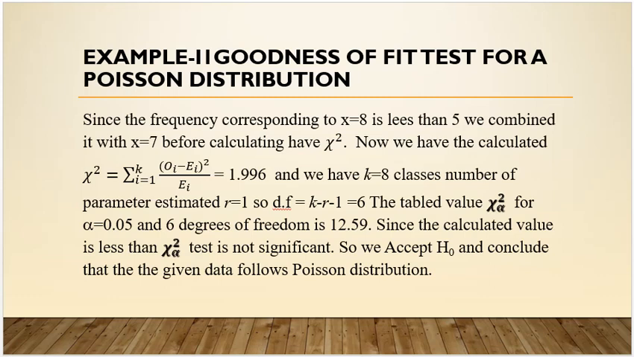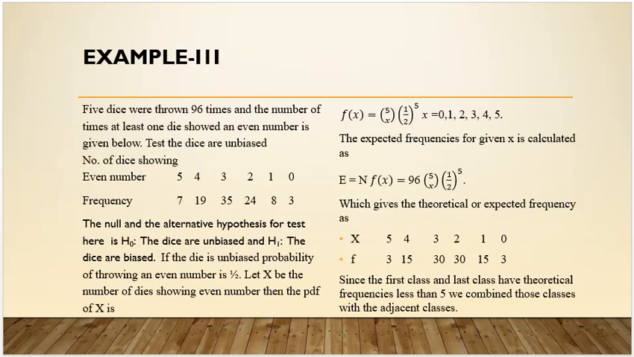So now finally we can look at a problem which specifies the distribution. This problem specifies the binomial distribution. So here the degrees of freedom should be k minus 1. Okay. So we are not going to estimate any parameters. The question is, we are given 5 dice and asked to throw them 96 times, and we want to test whether the dice are unbiased or not.